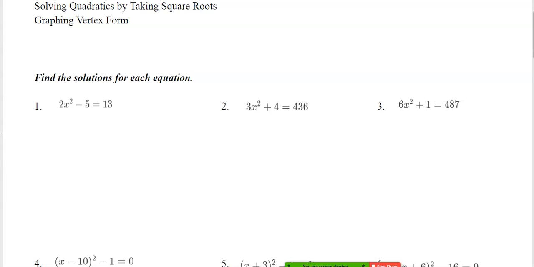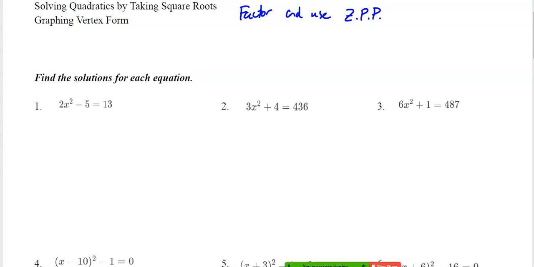All right, solving quadratics by taking square roots, and then on the back side we're going to do graphing vertex form. So let's just jump right into this. When you're solving quadratics, the two main ways that we're going to cover in class are we're going to have to factor and use the zero product property. I heard Mr. Porter call it ZPP, so I'll roll with that.